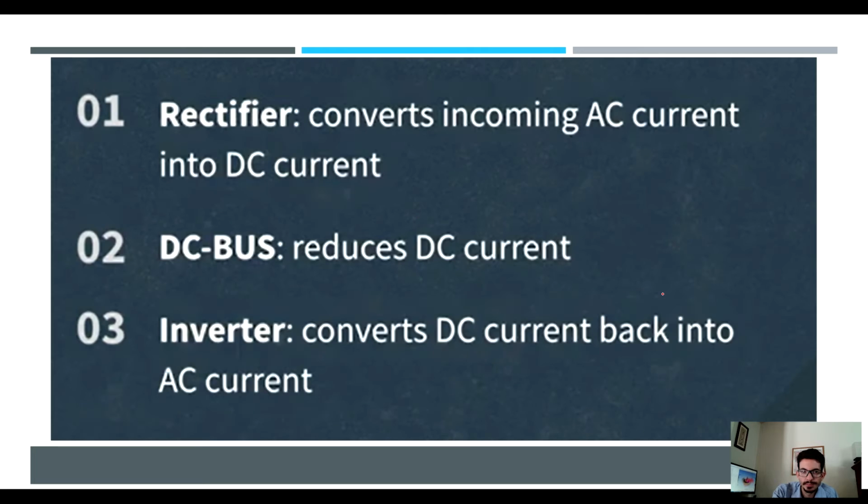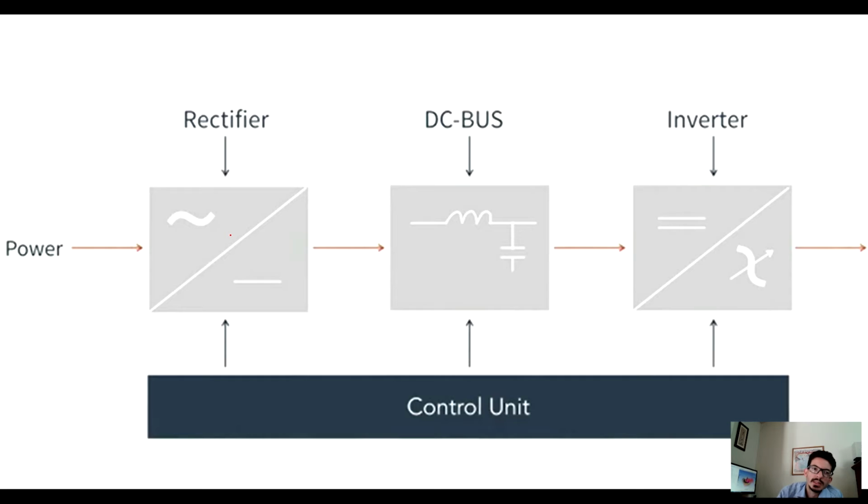So the components are: one, rectifiers, which we'll talk about, so that they can convert the AC current into a DC current and be able to control that current. The DC bus, which reduces the DC current, and the inverter, which converts DC current back into AC current. Those are the three main components.